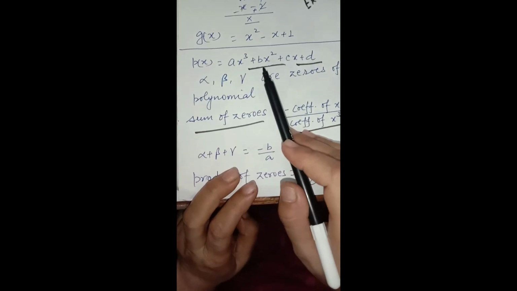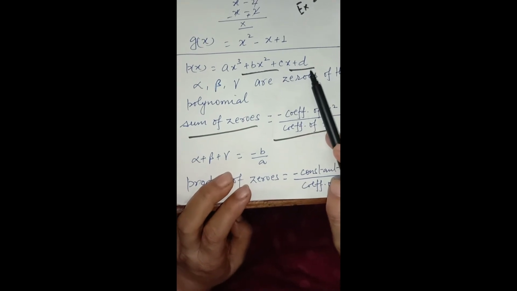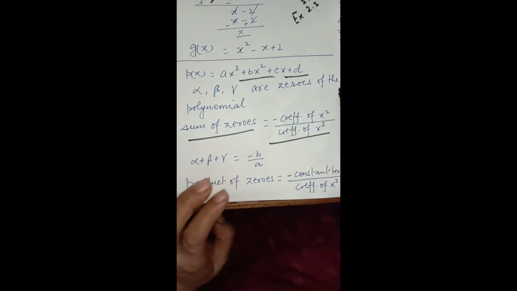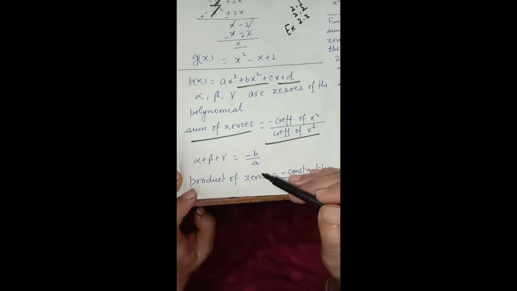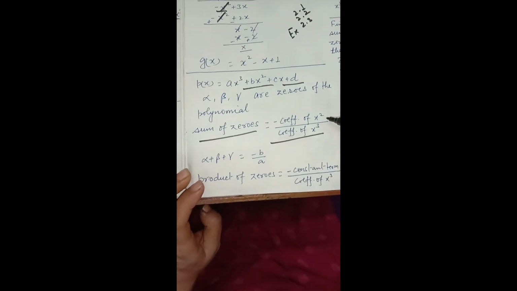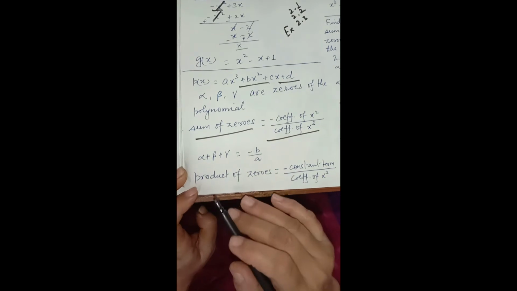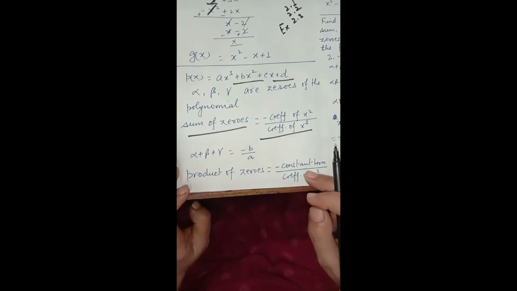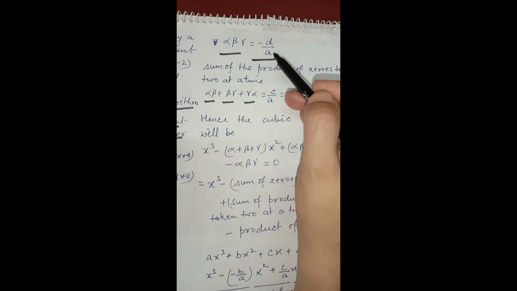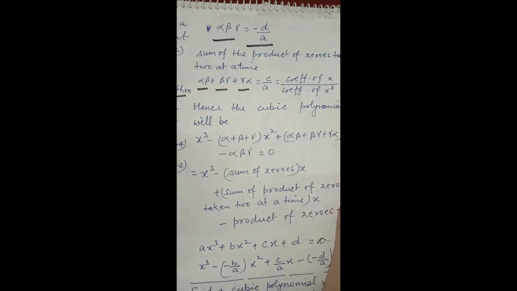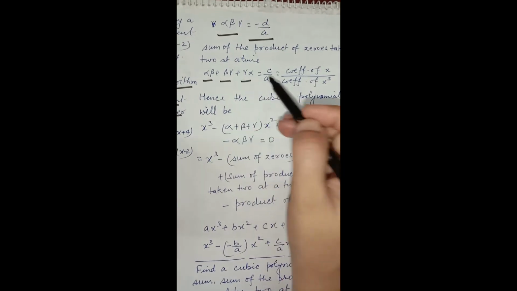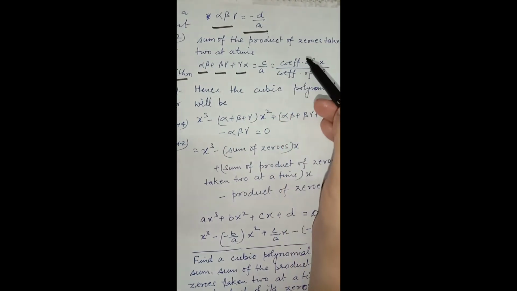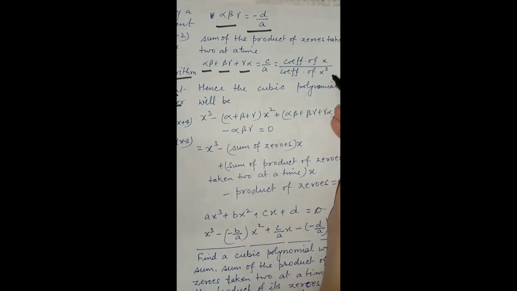ax cube plus bx square plus cx plus d is a cubic polynomial. Alpha, beta and gamma are the zeros of the polynomial. So sum of the zeros, that is alpha plus beta plus gamma, equals minus b upon a, where b is the coefficient of x square and a is the coefficient of x cube. Product of zeros, that is alpha into beta into gamma, equals minus d upon a, that is the constant term upon the coefficient of x cube. Sum of the product of zeros taken two at a time, that is alpha beta plus beta gamma plus gamma alpha, equals c upon a, where c is the coefficient of x upon the coefficient of x cube.